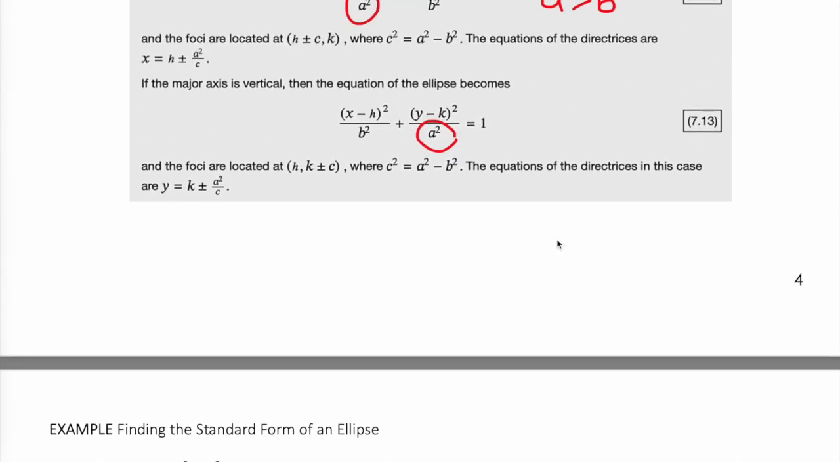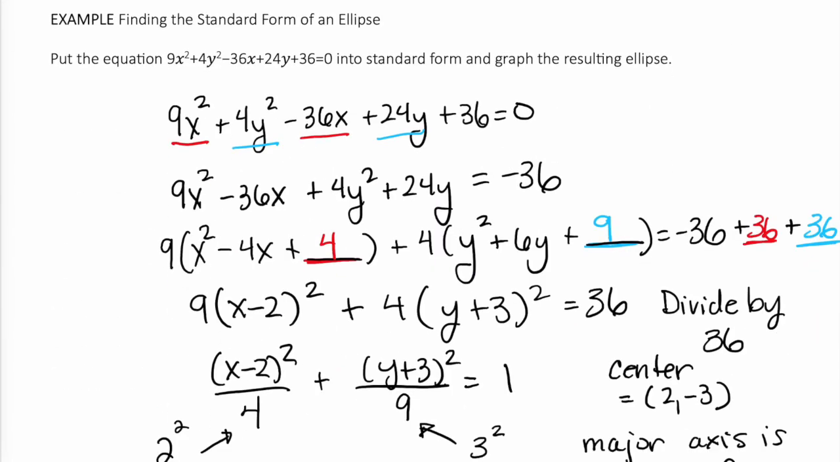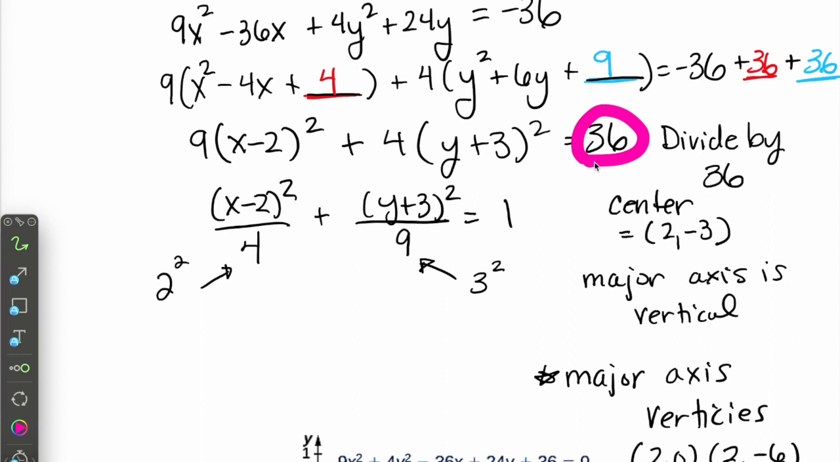Remember, when an ellipse is in standard form, this on the right side needs to be a 1. So in my last step, I'm going to divide everything by 36 because I want this to be a 1 over here. So when I divide everything by 36, I get a 1 here. Underneath here, I get a 9 because I get 4 over 36, which is 1 over 9. And then over here, I get 9 over 36, which is 1 over 4.